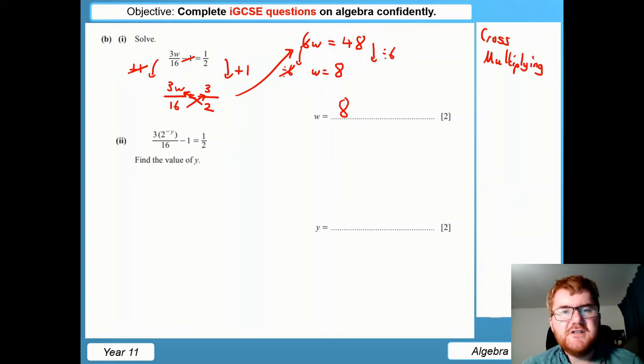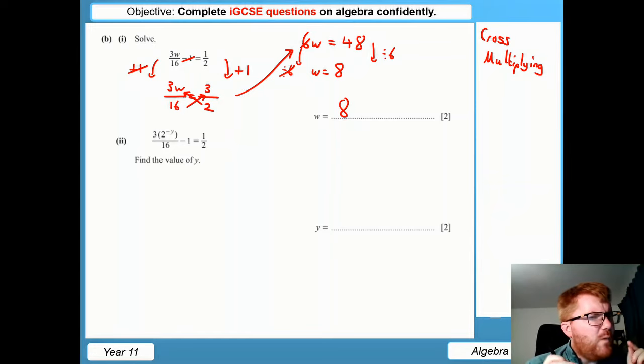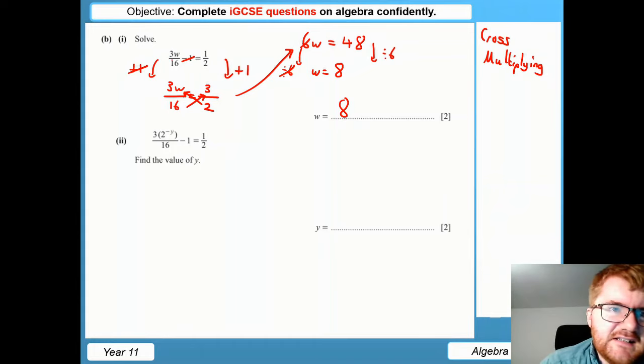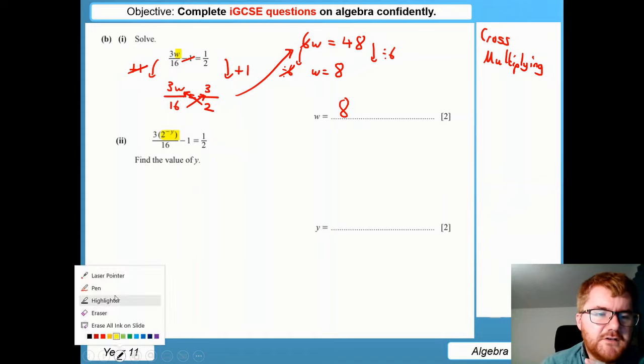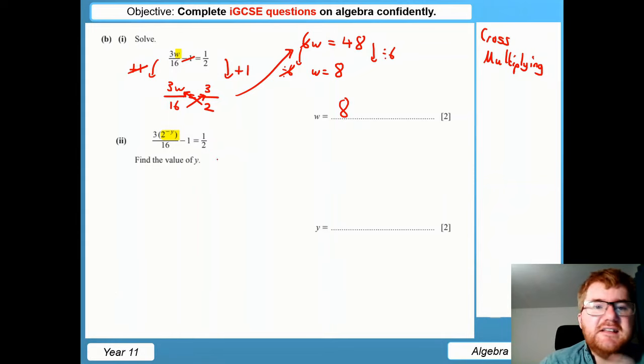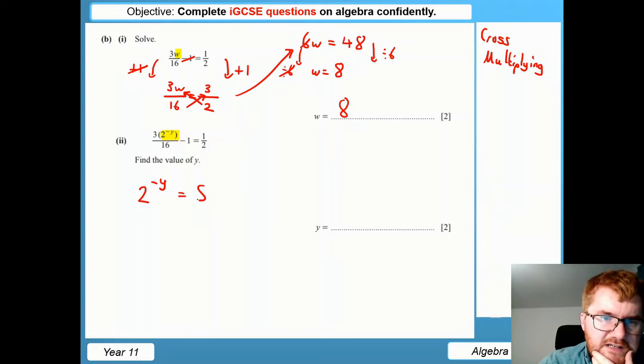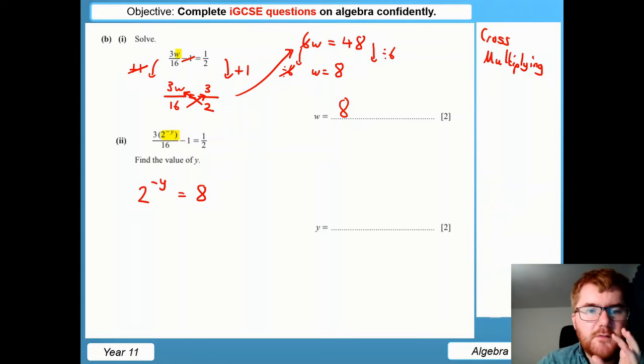Now, I like this style of question, this A-A star element of the question. I look at it and then I think to myself, well, it's almost identical to exactly what I've just been doing. The only difference is, instead of a w here, all they've put is a 2 to the power of minus y. Well, if I know for the first equation that w is equal to 8, in the second equation, what's highlighted here, this 2 to the power of minus y, must also be equal to 8 as well. And this saves you doing a lot of working for a 2-mark question.